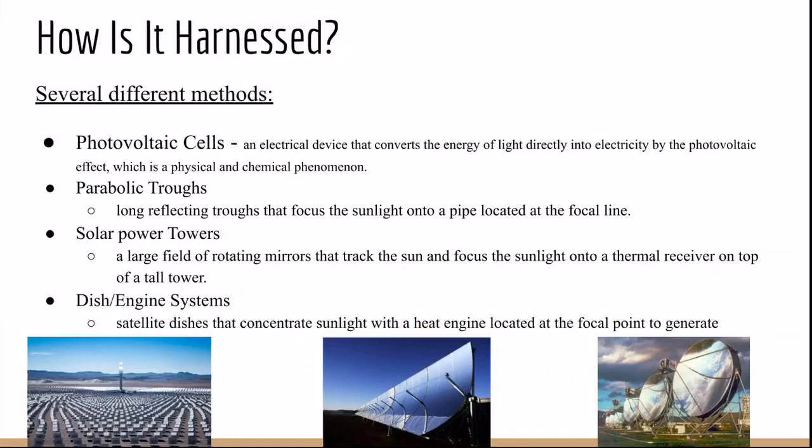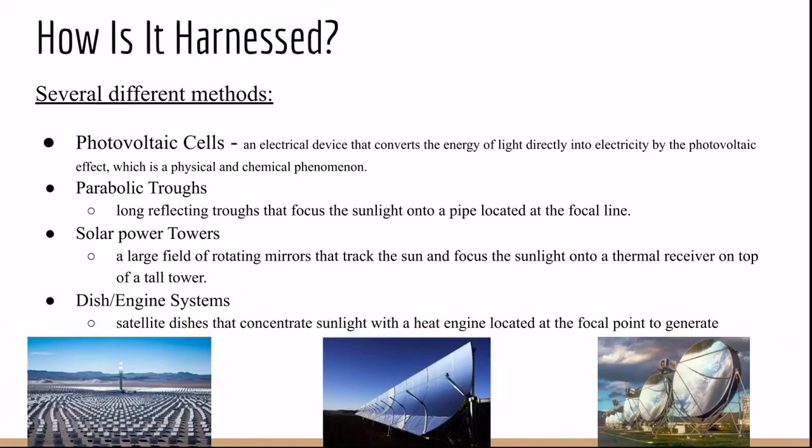Solar power towers, which are a large field of rotating mirrors that track the sun and focus the sunlight into a thermal receiver on top of a tall tower. And a dish engine system, which is a satellite dish that concentrates light with a heat engine located at the focal point.